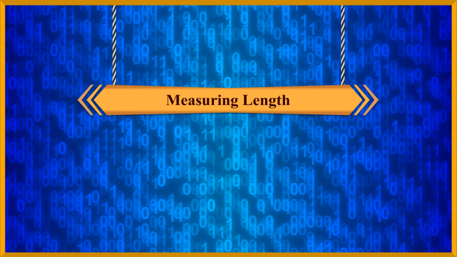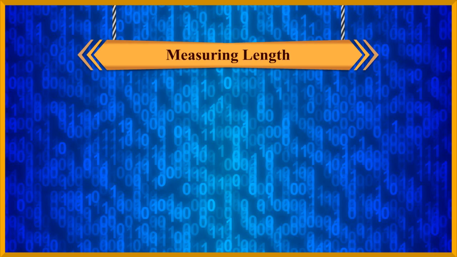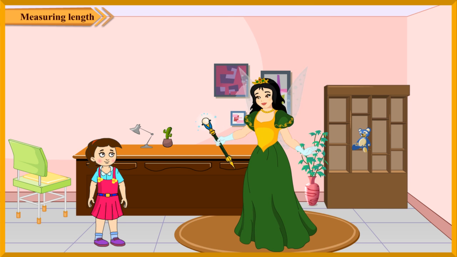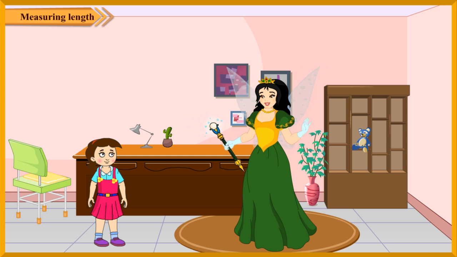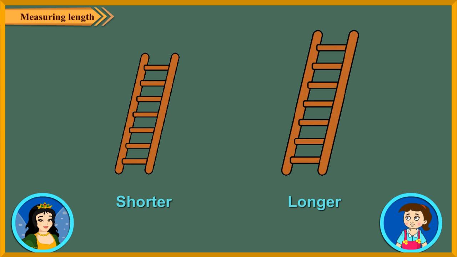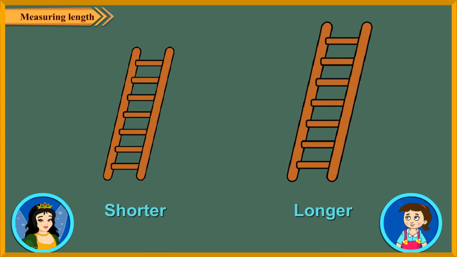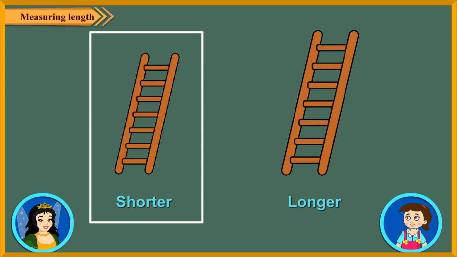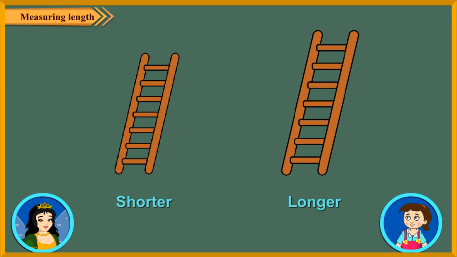Measuring length. By measuring length, we find out how long and how short something is. For example, when we compare two objects, we can say that the first ladder is shorter than the second.